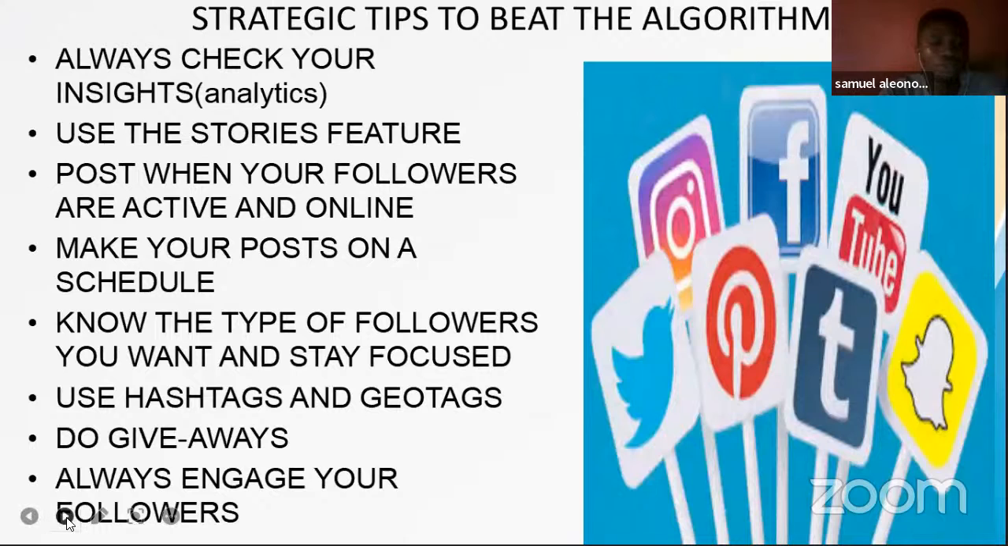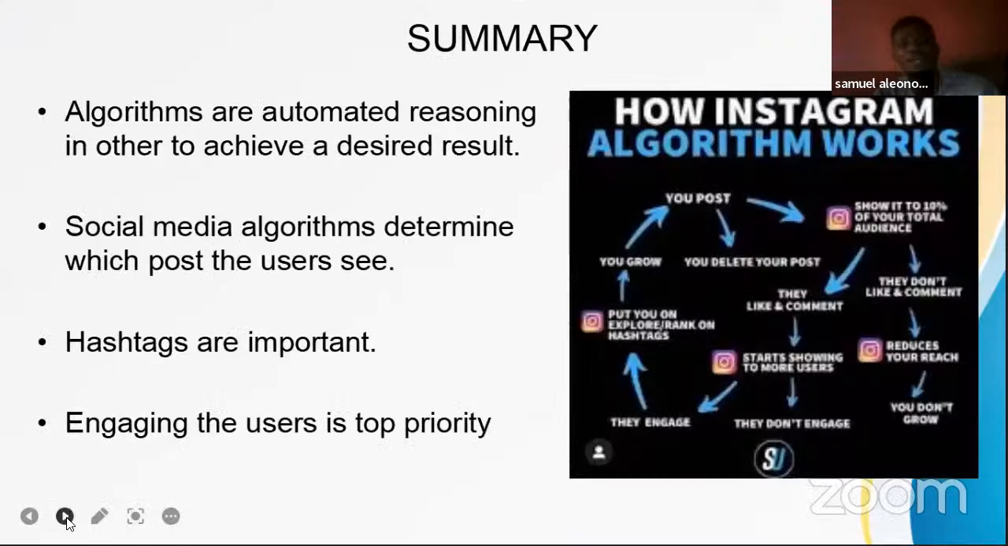So in summary, we said an algorithm is automated reasoning in order to achieve a result. Social media algorithms determine which posts users see. Hashtags are important. Engaging users is top priority.